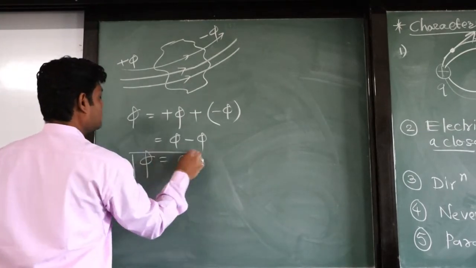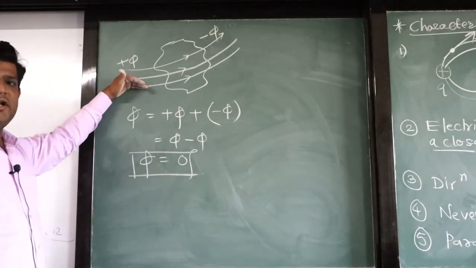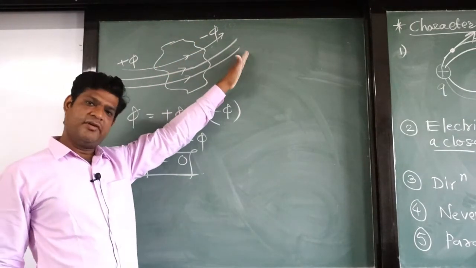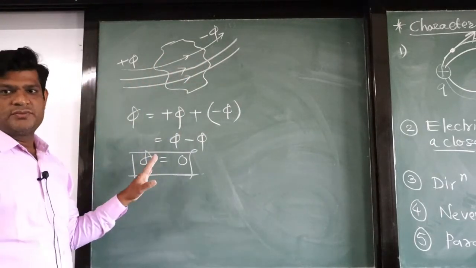So the total flux linked with the closed surface will become 0. The number of entering flux lines equals the number of leaving flux lines. That's why the flux linked with the closed body is 0.